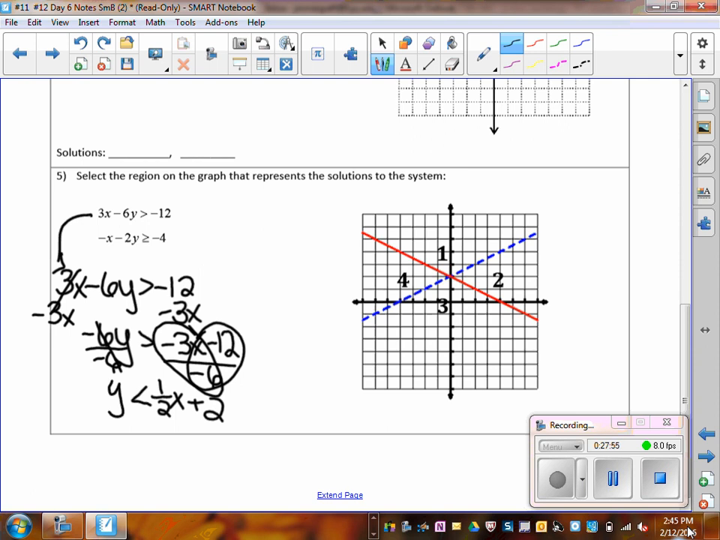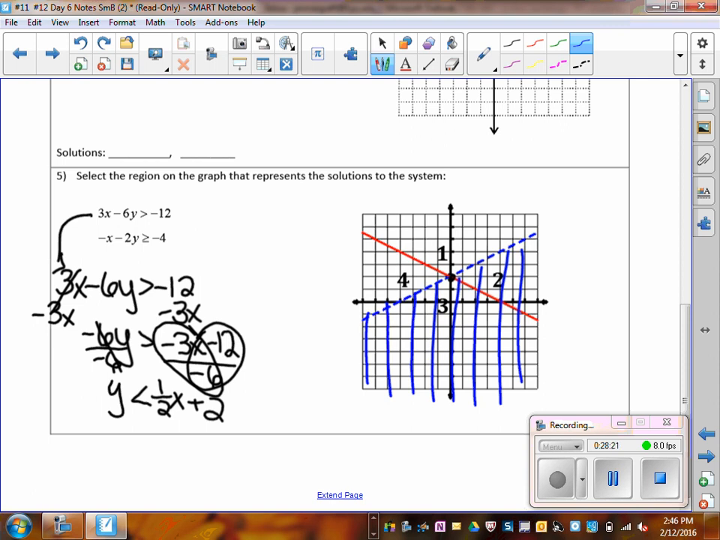Dotted. Okay, so we just did some practice with shading above and below. Is this above or below? Below. So let's go to my line. That's my dotted line, y-intercept at 2, and we shade below. Again, when we're doing below, you start at your line and you go down. If I was doing above, you start at your line and you go up.